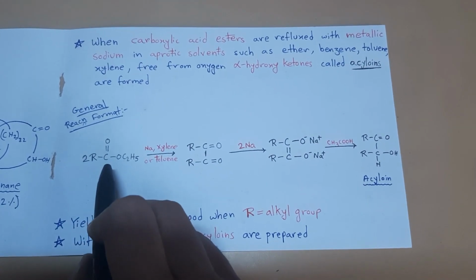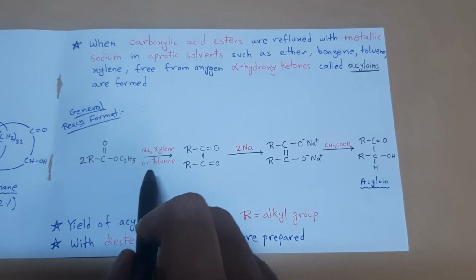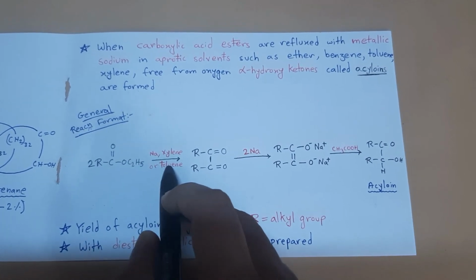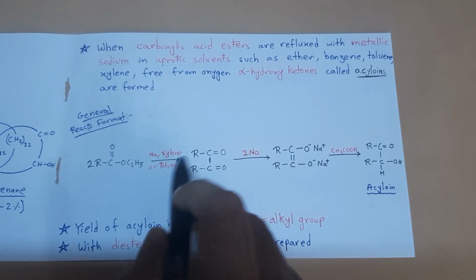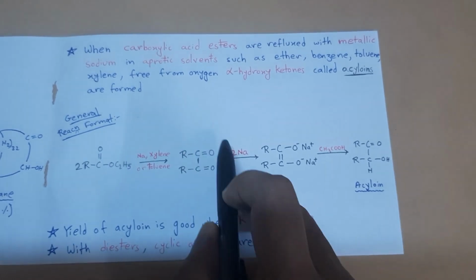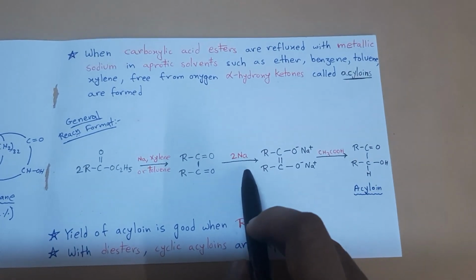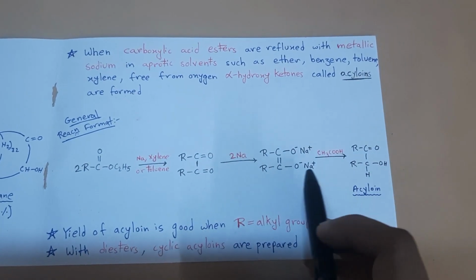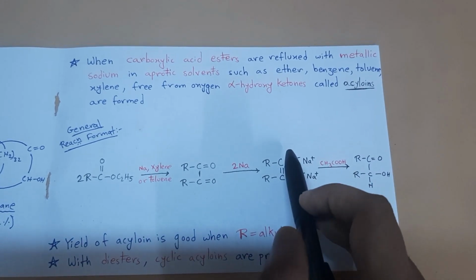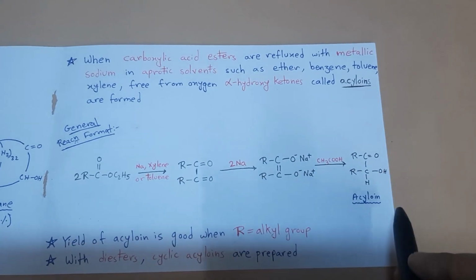You can watch that first, when we are taking the carboxylic acid esters, we are giving it in a solution of sodium and xylene or toluene, and then we are getting this diketone form, and we are exposing it to raw sodium, and it's basically forming this conjugate part, which when exposed to acetic acid gives the acyloin.